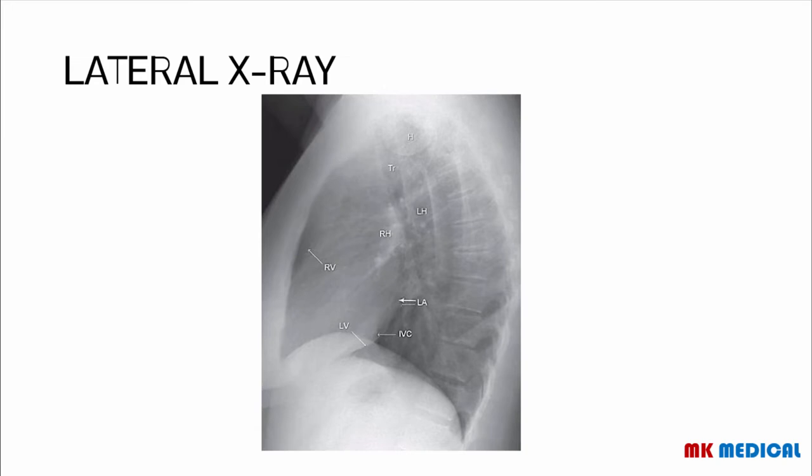You can ignore the markings for now. This is just simply to tell you that this is the humerus over there. This is the trachea. This is the right hilum. This is the right ventricle. This is the left ventricle. This is, of course, the inferior vena cava. This is the left atrium over there. Okay, then this, of course, is a lateral X-ray. As you can see, we can visualize the thoracic vertebra here very, very well.